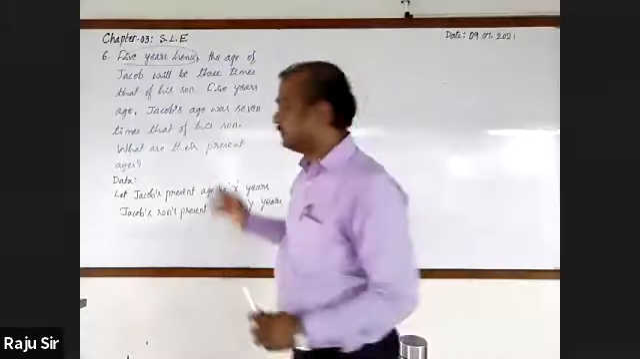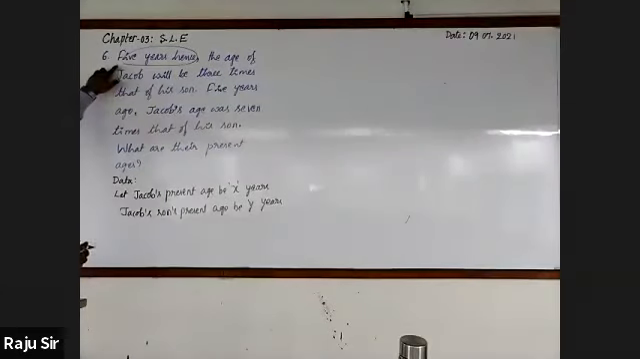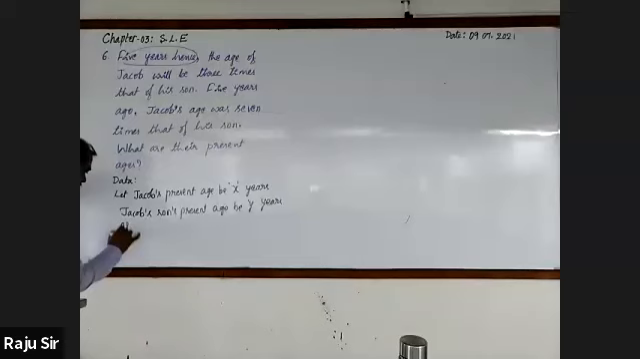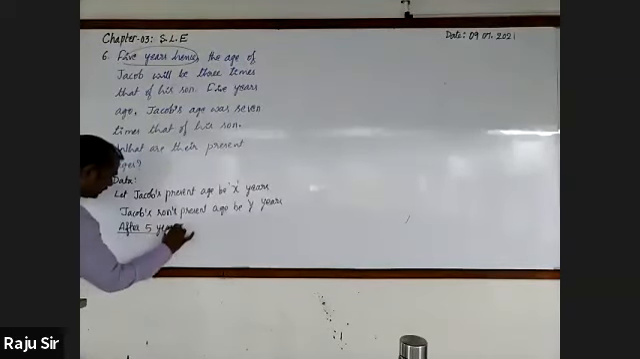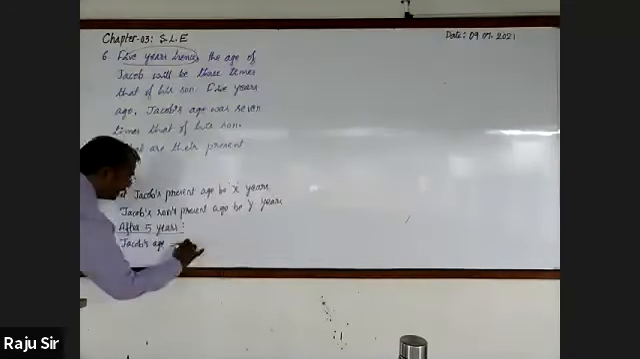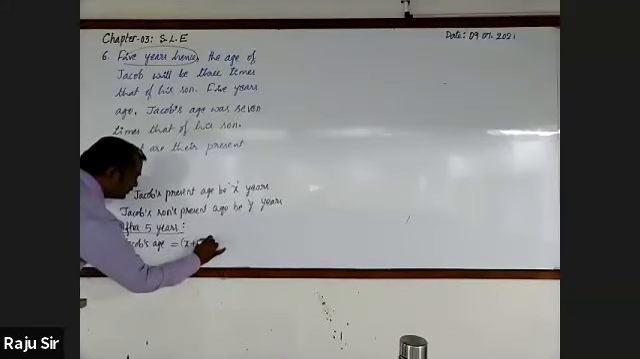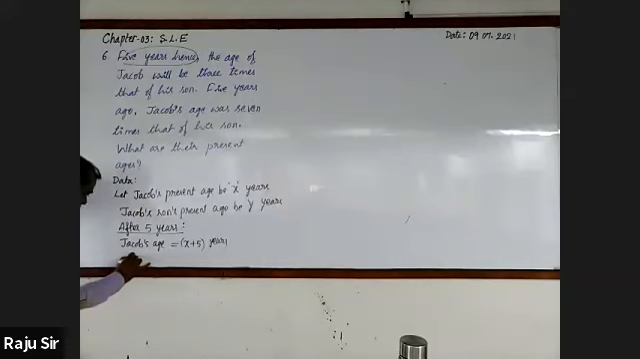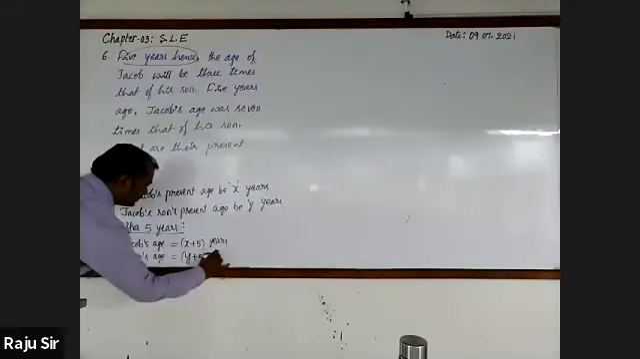As I said, there are two situations. One is after 5 years, the second one is before 5 years. I'm going to write the same. After 5 years: Jacob's age is X plus 5 years, then son's age is Y plus 5 years.